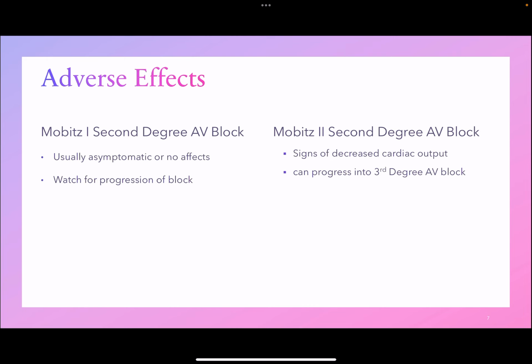As for the adverse effects of Mobitz 1, usually patients are asymptomatic, and if a patient is asymptomatic, we don't want to give the patient any unnecessary treatment or medication, but it is important that we watch for a progression of a block. For Mobitz 2, if there are symptoms, there might be signs of decreased cardiac output, and we also want to watch for the progression into a third degree AV block. We want to make sure that the block is not getting worse.